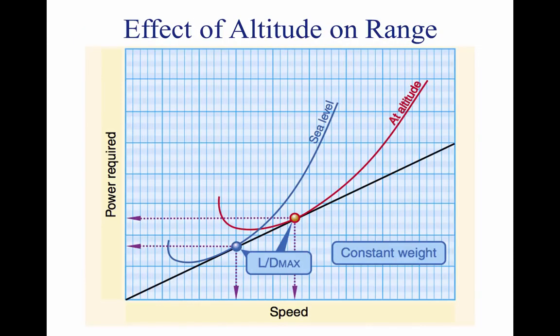The effect of altitude on the range of a propeller-driven aircraft is illustrated in this figure. A flight conducted at high altitude has a greater true airspeed, and the power required is proportionately greater than when conducted at sea level.